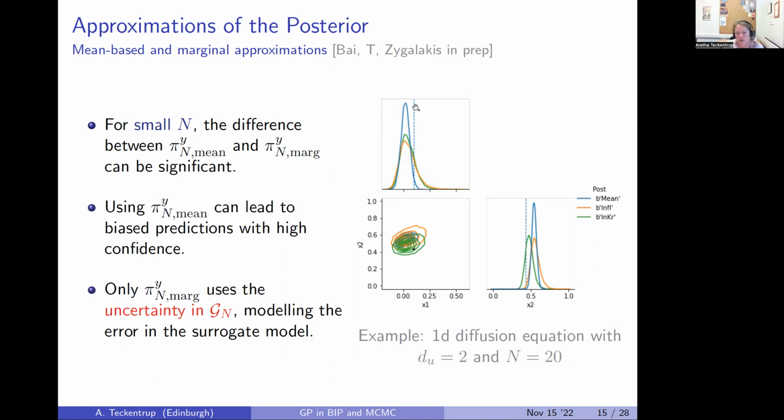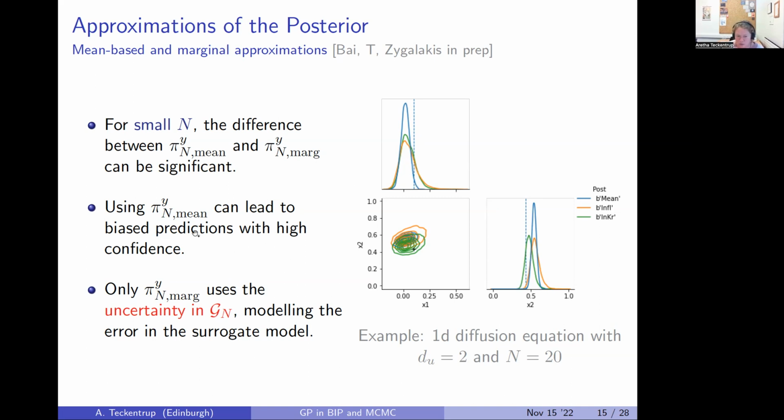So the dotted line, or the dashed line that we have here, so the vertical dashed line, is the true value of the parameters. So for the first parameter, we know that it's here, and for the second parameter, we know that it is here. And for the mean-based approximation, so the blue line, you can see that it essentially leads to biased predictions with high confidence. What does that mean?